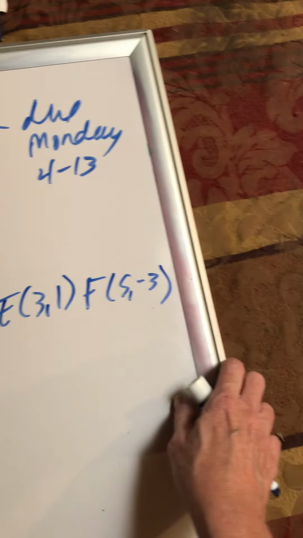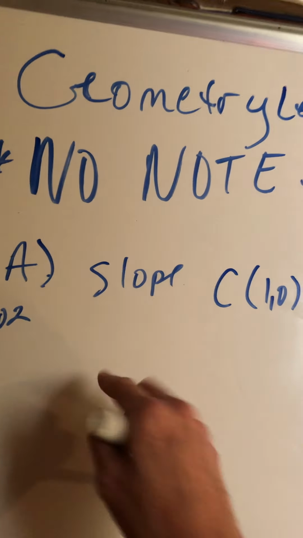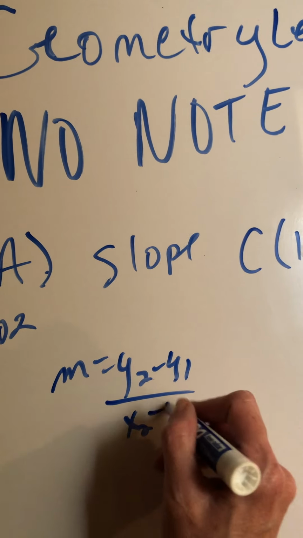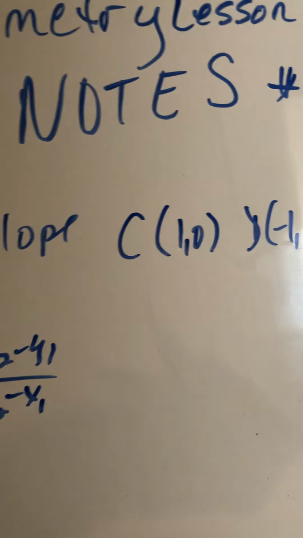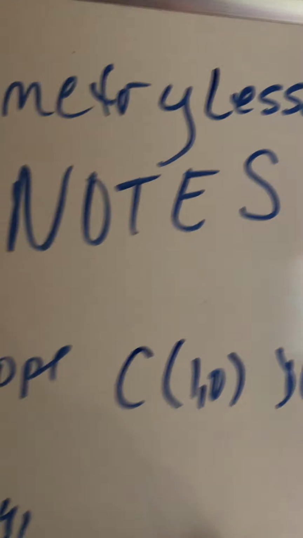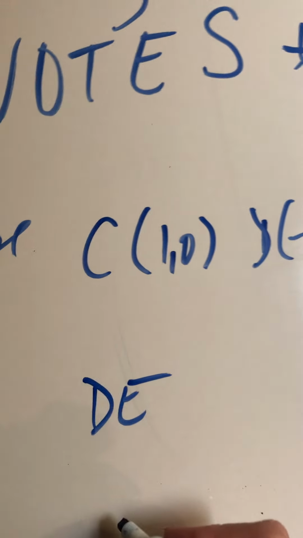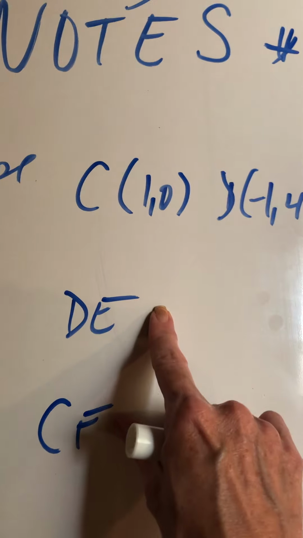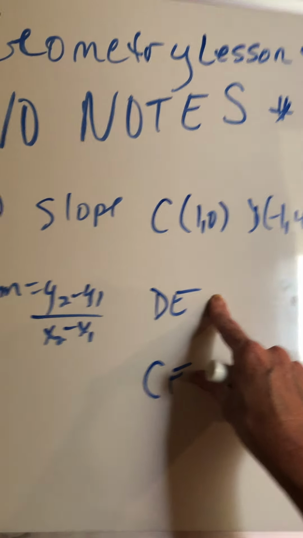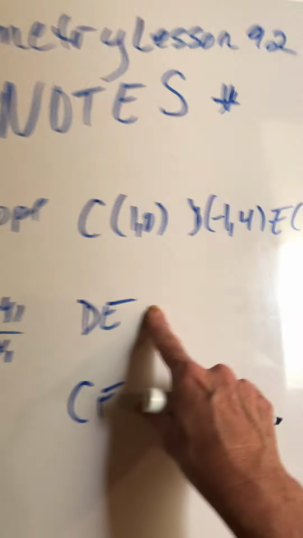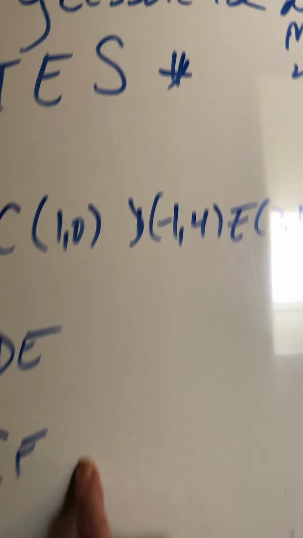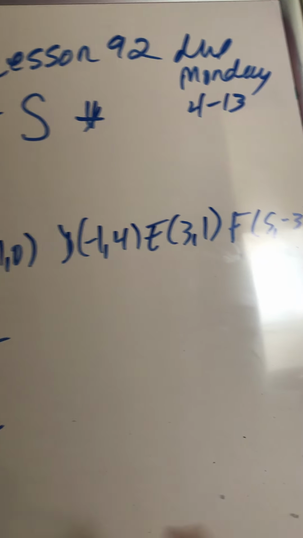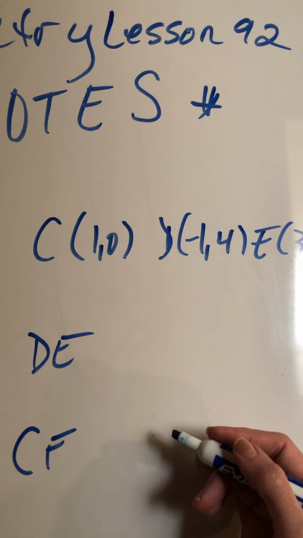So we want to prove that this is a parallelogram by showing the slopes. Slope formula, m is y2 minus y1 over x2 minus x1. We want to show opposite sides parallel. So DE is opposite of CF. We're going to find these slopes. They need to be the same, or this is not a parallelogram. I'm going to do DE and CF because those are the sides that are opposite and they need to be parallel. Then we'll show the same thing about the other two sides, that they have the same slope.